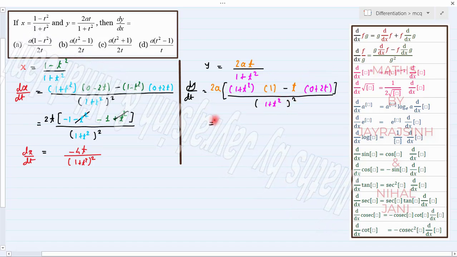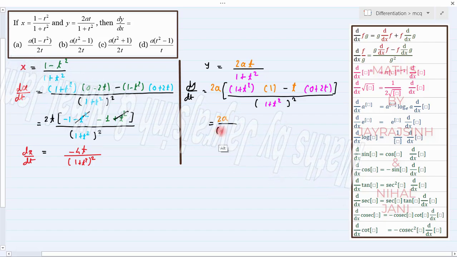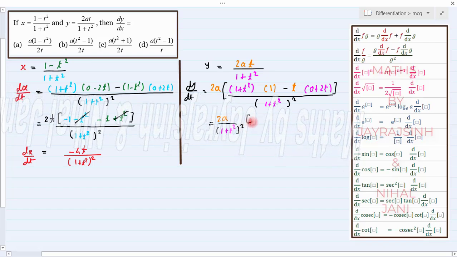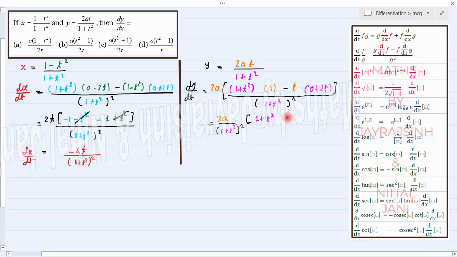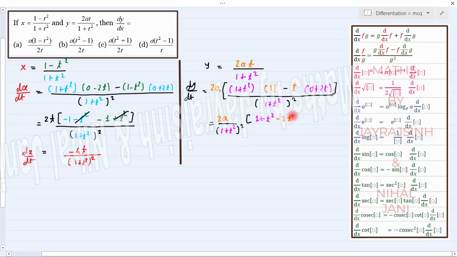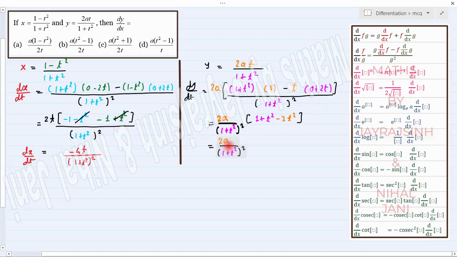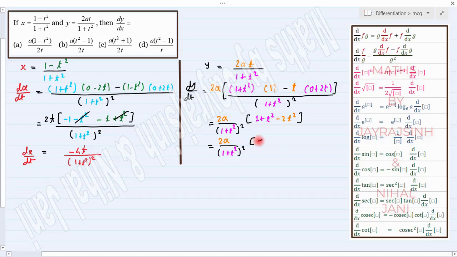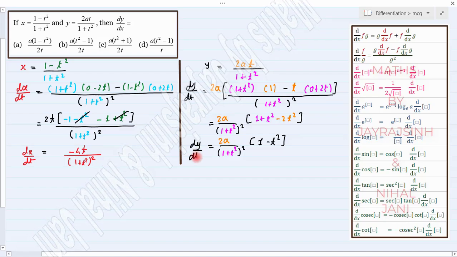Let's simplify. Your 2a upon (1 plus t square) the whole square will be as it is. In the first term, we will get 1 plus t square, and in the second term, we will get minus 2t square. So again, your 2a upon (1 plus t square) the whole square will be as it is, and within the bracket, we will get 1 minus t square. So we get our dy by dt.